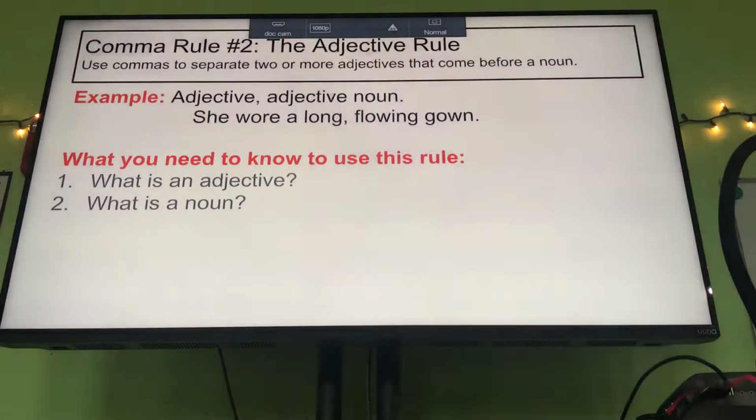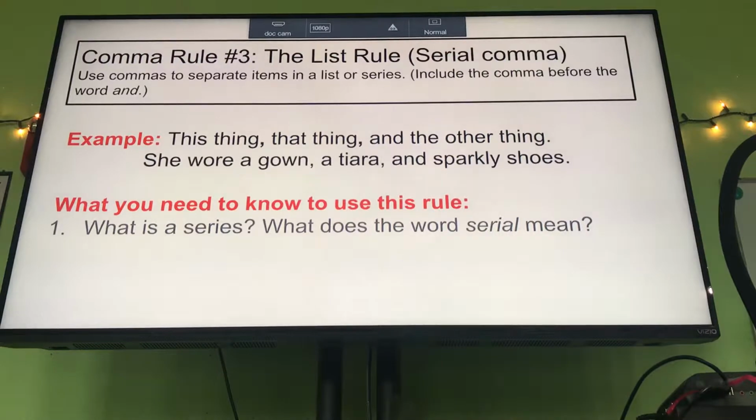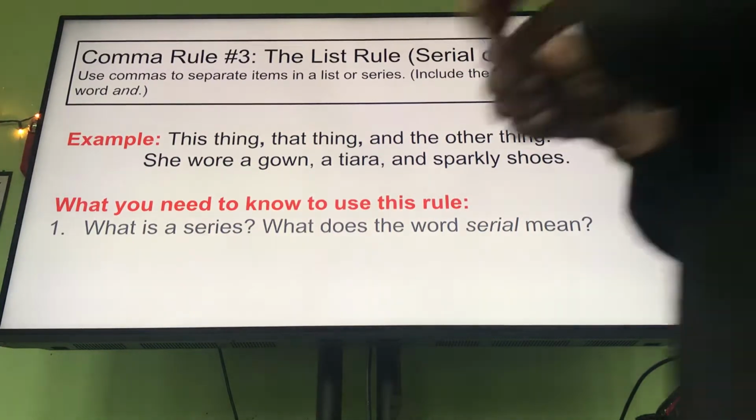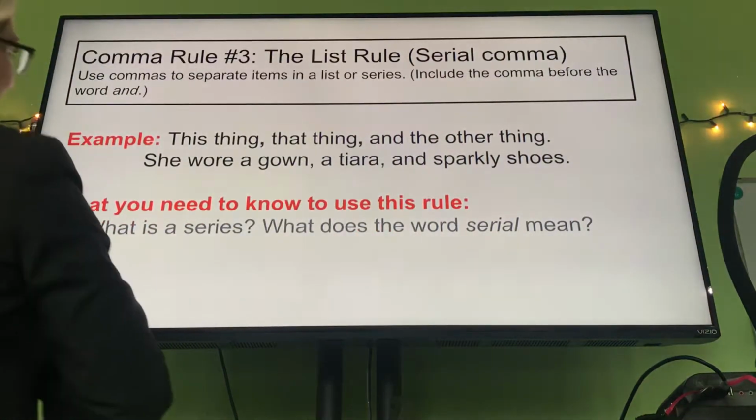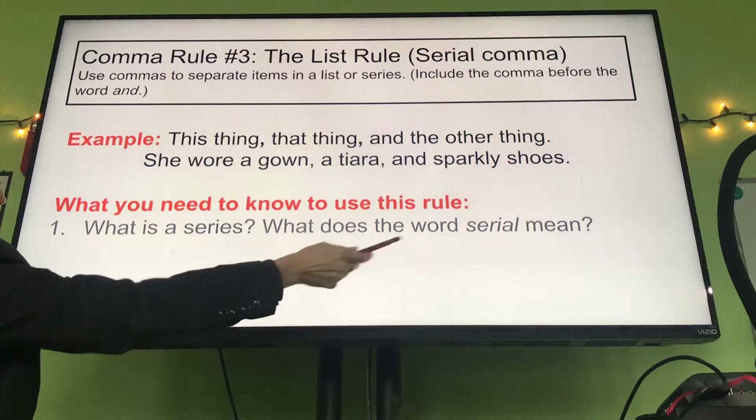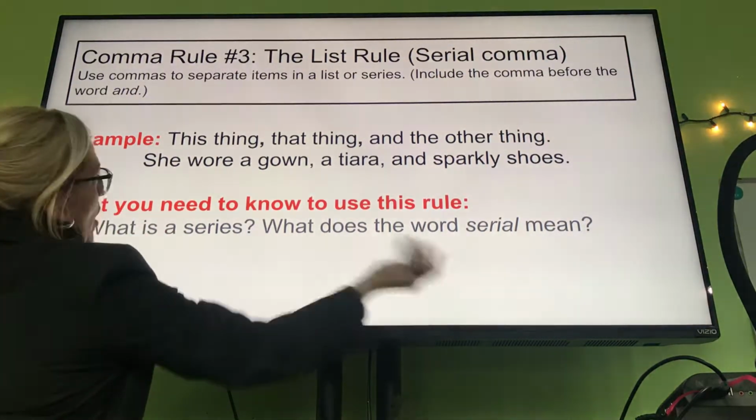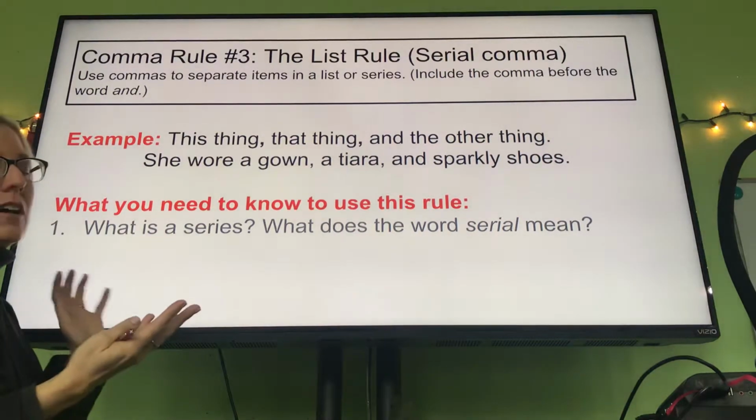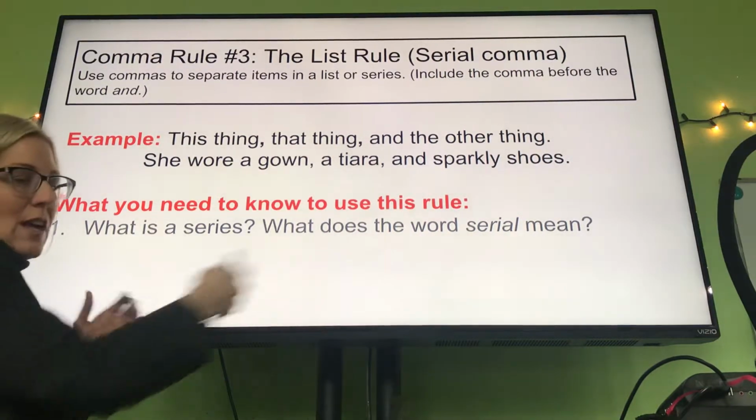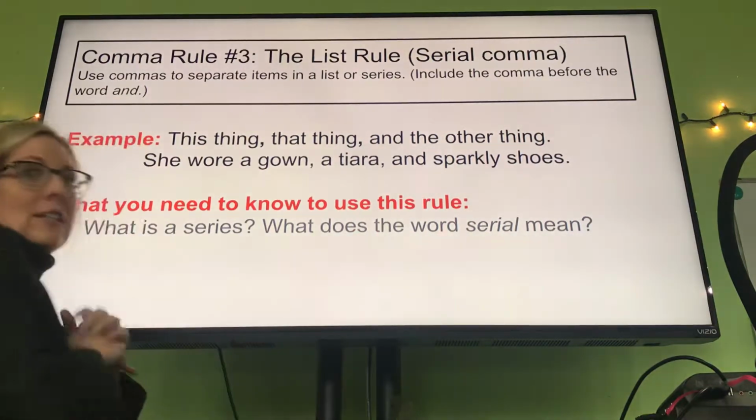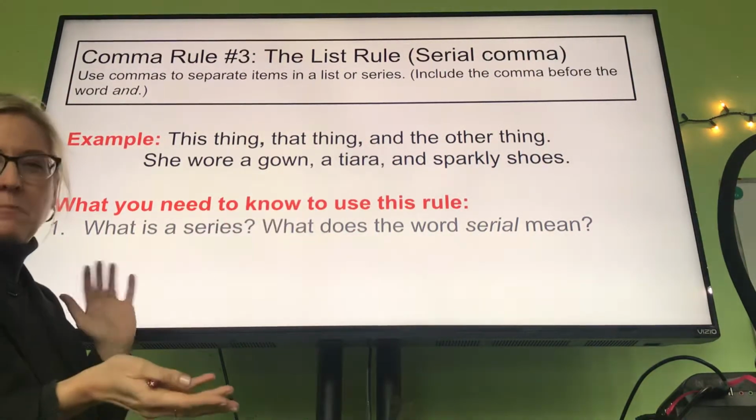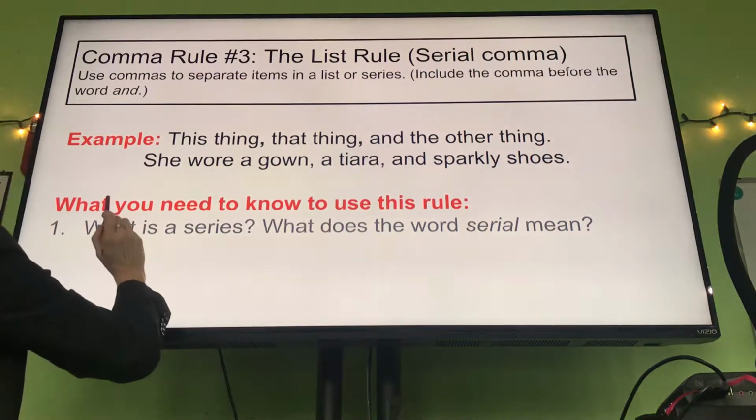Now, going back to rule number 3, the list rule or serial comma. Use commas to separate items in a list or series. So you kind of need to know what a series is or what the word serial means. So a series is just a bunch of things in a row, right? So a series show has a bunch of episodes. A serial killer kills a bunch of people in a row. That's really morbid, but that's what it is.